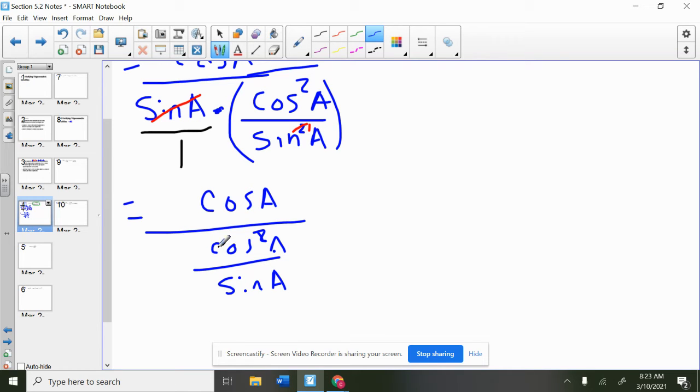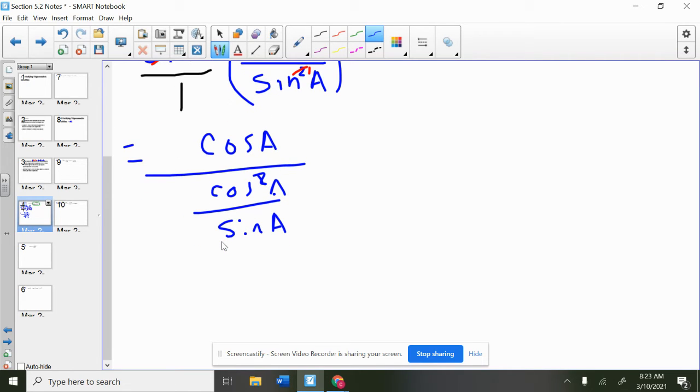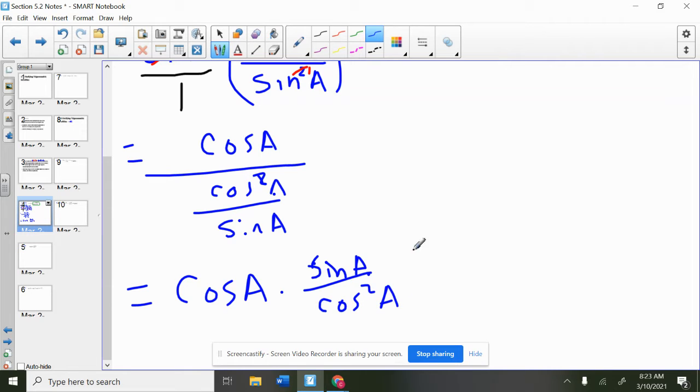We've talked about, okay, if I have a fraction divided by a fraction, that's always the top times the reciprocal of the bottom. So this top is cosine. Kind of a keep it, change it, flip it. So I keep the top. This division turns to multiplication, and then I flip this fraction. So this then will turn to sine of A over cosine squared of A. And I'm going to write this as over 1.